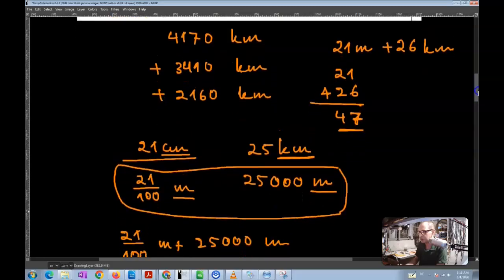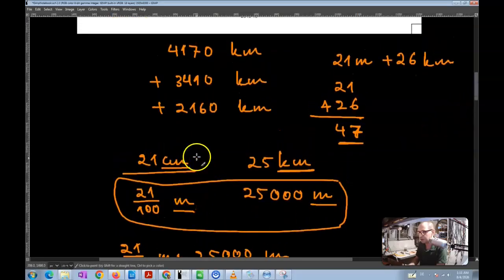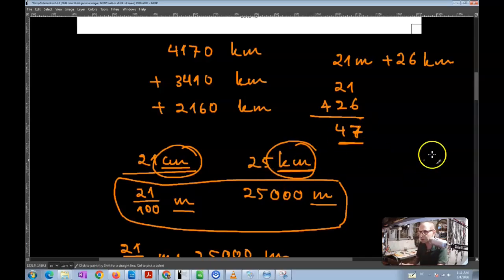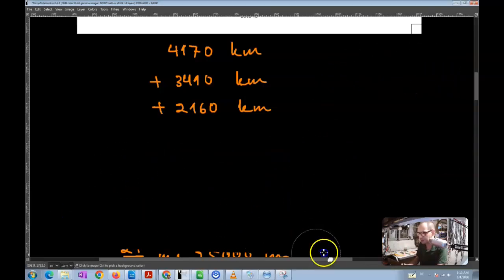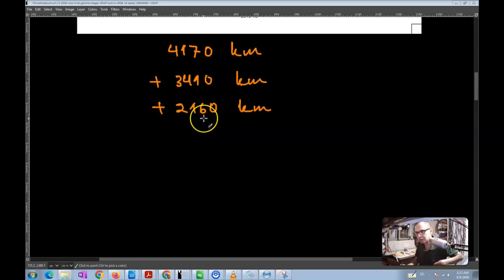But in cases where you have something in centimeters and something in kilometers, these are different things and you cannot combine them together, right? But over here you can see that all of these distances are in kilometers, which means that we can just add the numbers together, and the whole thing would still be in kilometers.